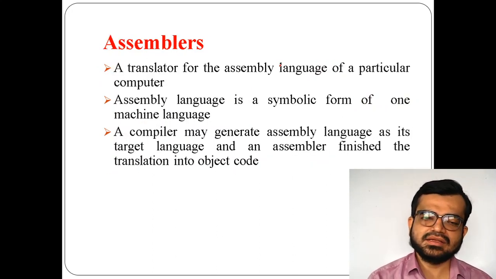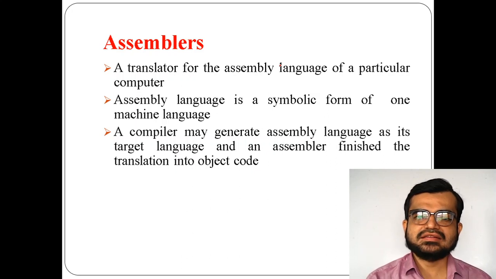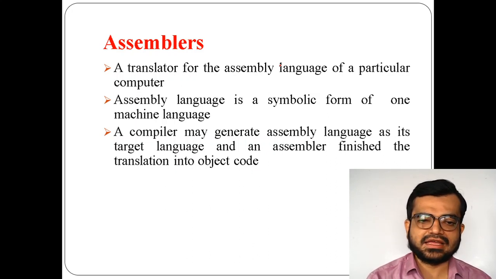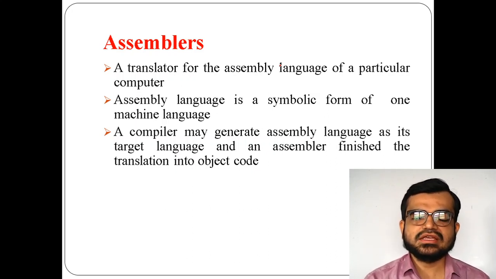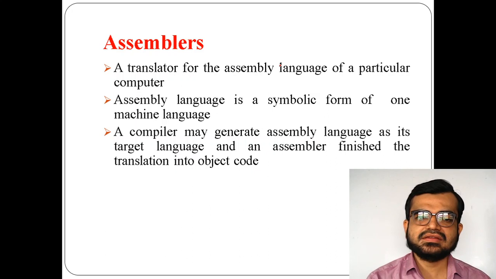Next is the assembler. An assembler is also a translator, but it converts assembly language. As you people are already aware, assembly language is a symbolic form of a machine language. The difference between machine language and assembly language is that machine language has just machine code, but assembly language, along with that machine code, has some special symbols. That's why you can find the difference between assembly language and machine language.